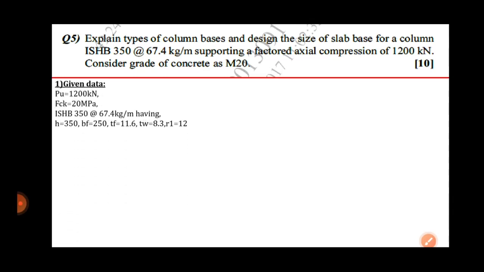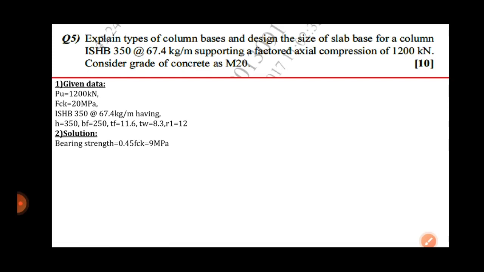So the given data, step number 1 is we have to write the given data. Factored load of 1200 kilonewton, FCK is 20 MPa, the column is ISHB 350 about 67.4 kg per meter. Now from the steel table we have to write down the properties of the section, that is the depth of the section H is 350, width of the flanges is 250 mm, thickness of the flange is 11.6 mm, the thickness of the web is 8.3 mm, and R1 is equal to 12 mm, that is root radius 1.